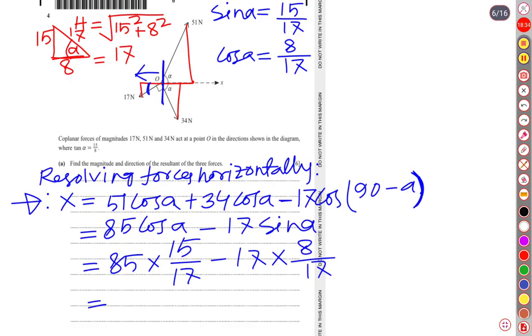Sorry, we made a mistake. Cos alpha is not 15 over 17. Cos alpha is 8 over 17. So it is going to be 8 actually, and it is going to be 15. So 8 over 17 and 15 over 17. So what is it going to be? 17 5s are 85, 5 8s are 40. So 40 minus 15 is 25 Newton. So horizontal resultant force is 25 Newton.